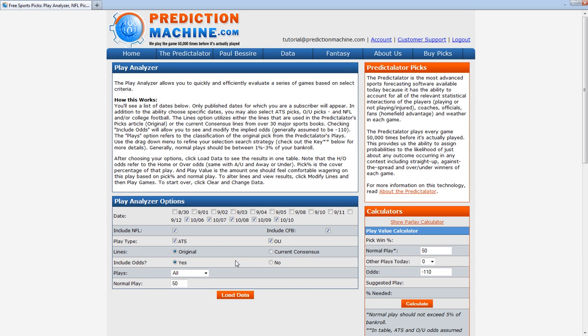Including odds will allow you to ultimately change odds if you select yes, or to ignore and assume that all games are at the minus 110 that we generally assume for tracking purposes by clicking no.